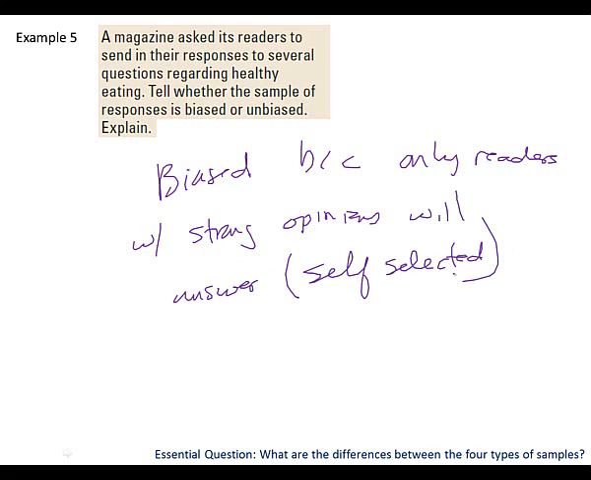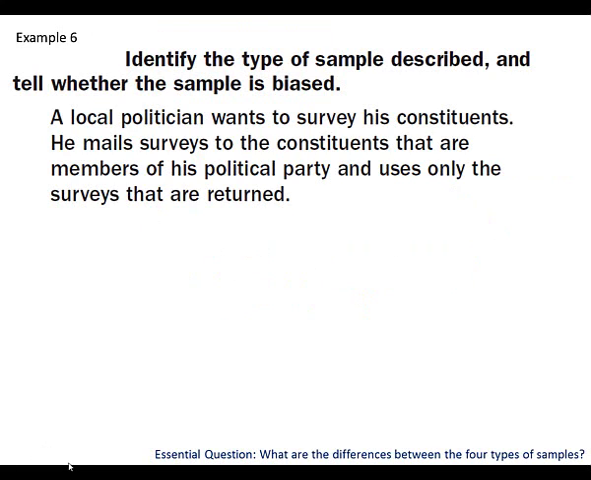So the unbiased situation on this one would be if they actually sat down and asked random people on the street if they do healthy eating. They could be standing at a magazine stand or Walmart by the magazines and ask those people. But if you're self-selecting, you're going to be more biased. Pretty much a random sample is your only unbiased survey. Okay, example 6, glue it down.